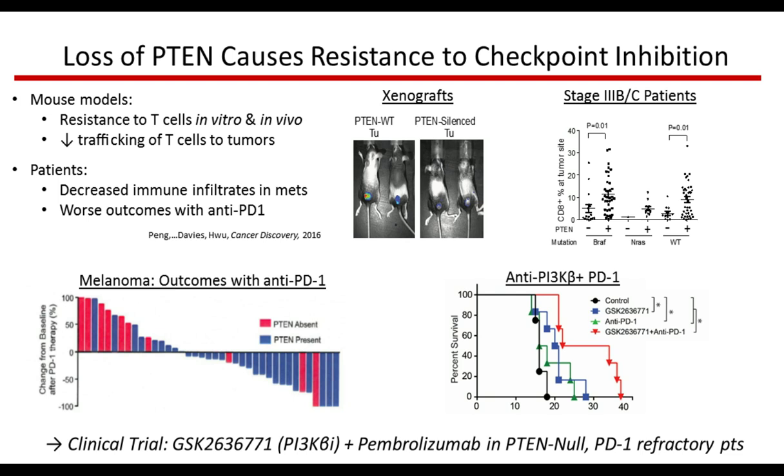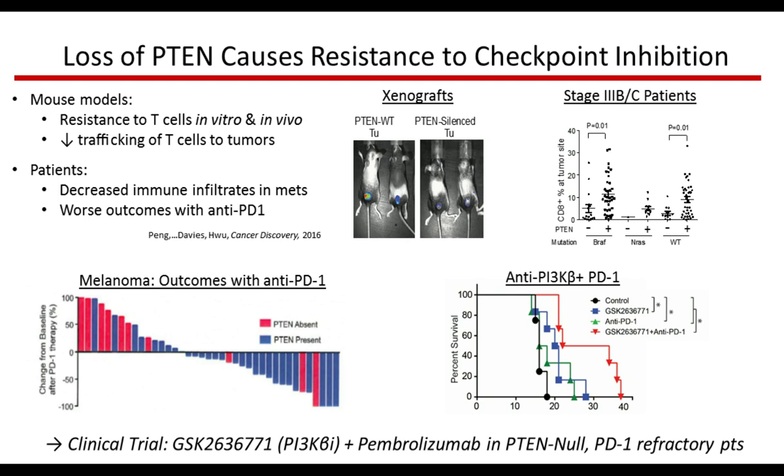And this resistance to anti-PD-1 was recapitulated in a GEM preclinical model in which melanomas express both the BRAF V600 mutation and have complete loss of PTEN. And in this model, we saw very little efficacy with anti-PD-1, anti-CTLA-4, or an OX40 antibody.